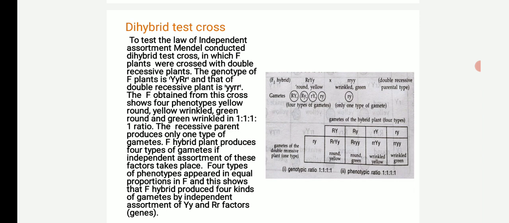Four types of phenotypes appeared in equal proportions in the F2 generation, and this shows that the F1 hybrid produced four kinds of gametes by independent assortment of capital Y, small y genes and capital R, small r factors or genes.